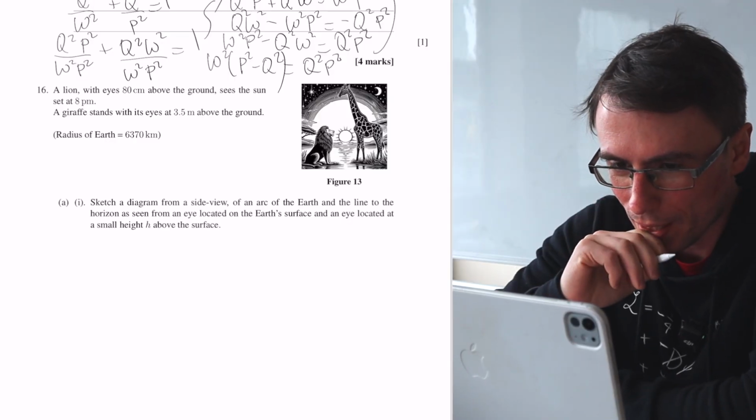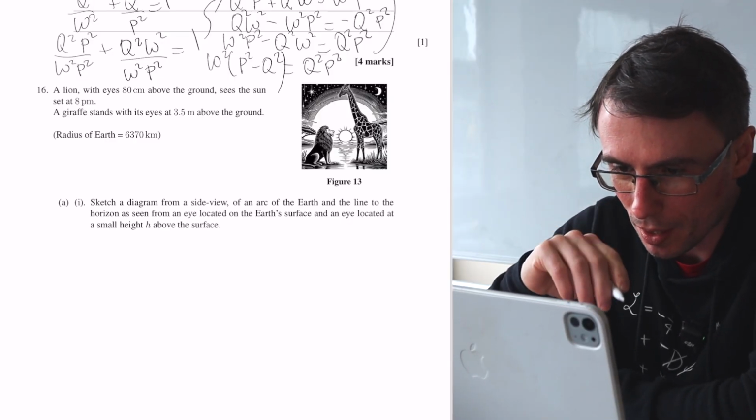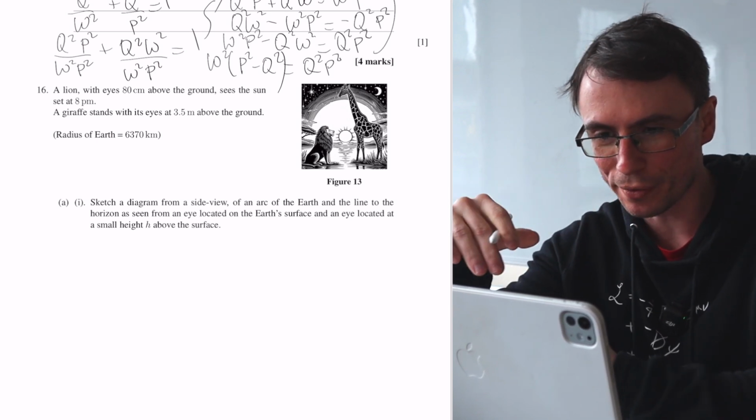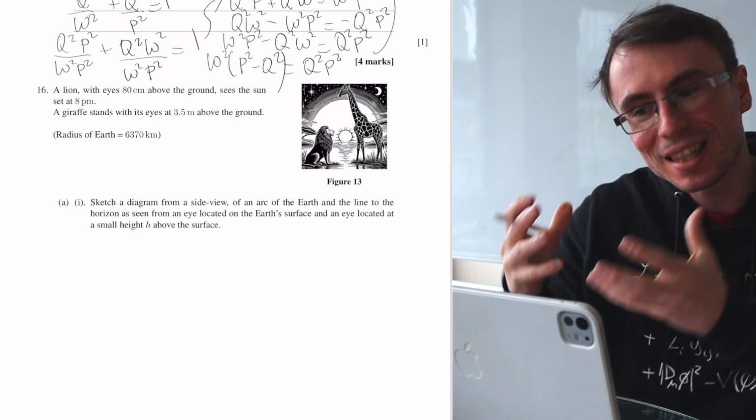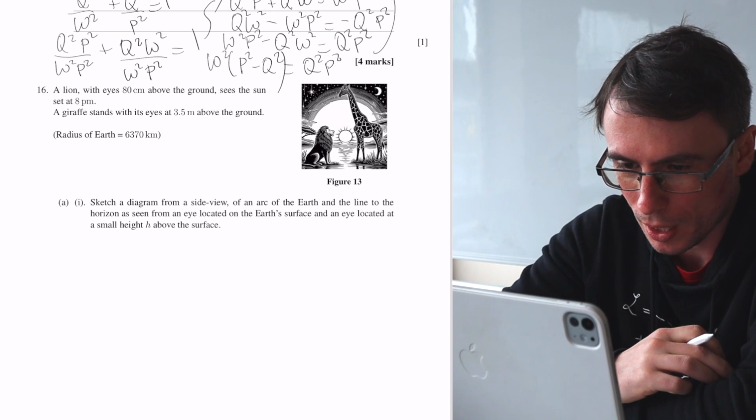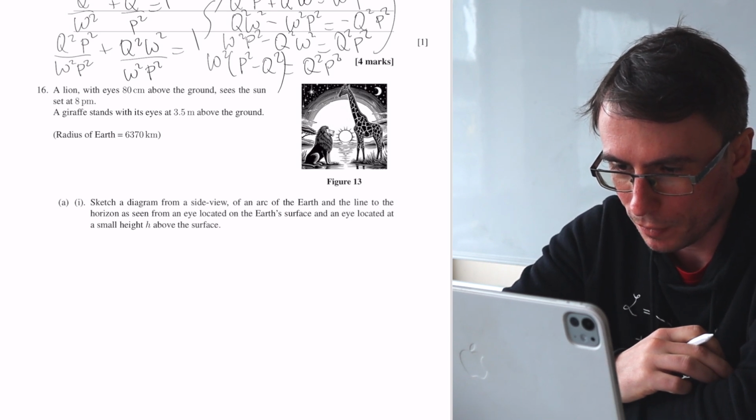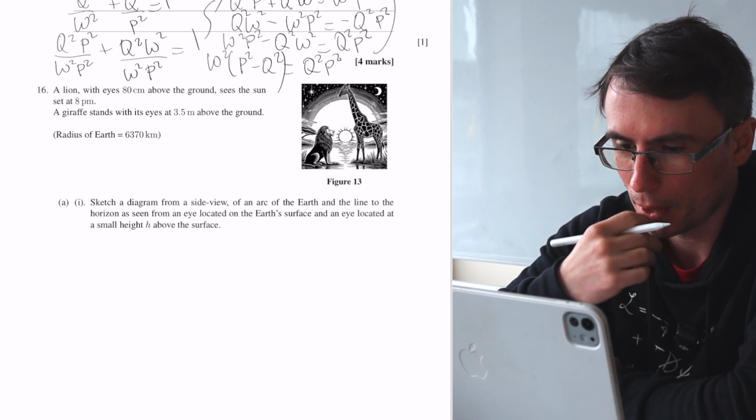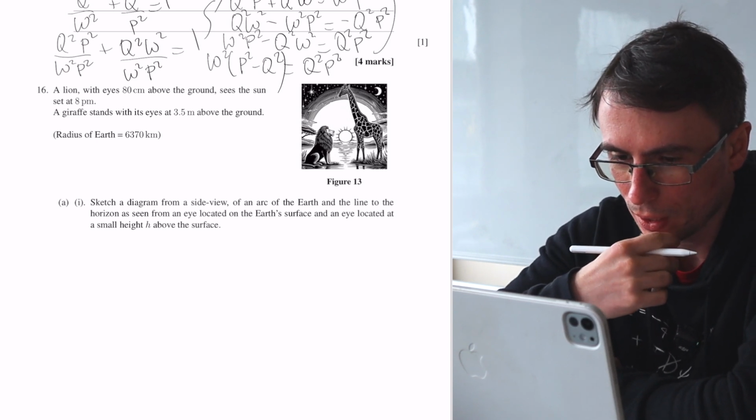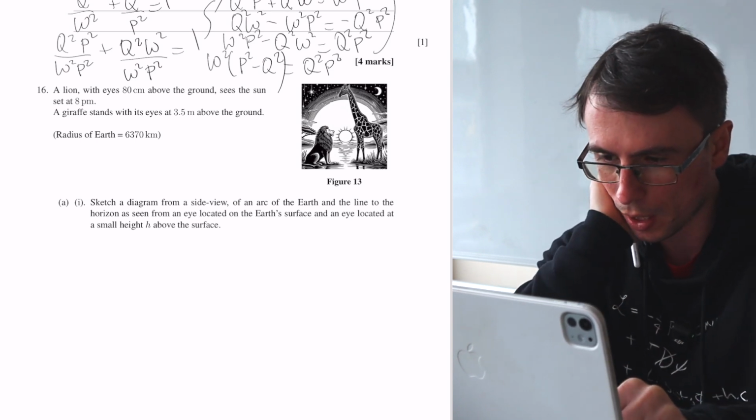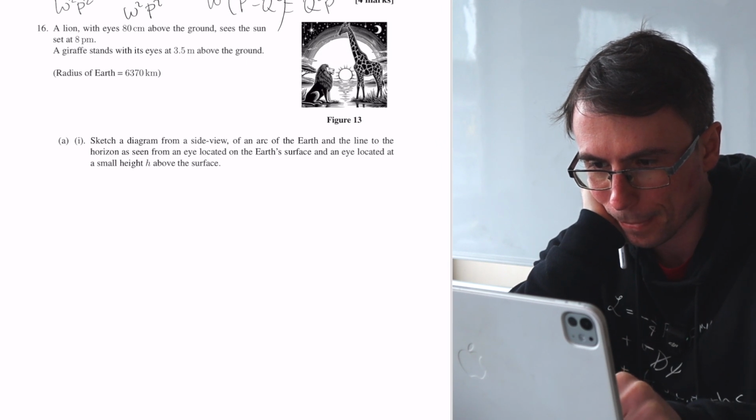Okay, this one here is really interesting. We've got a lion with eyes 80 centimeters above the ground, sees the sun set at 8 p.m. A giraffe stands with his eyes at 3 meters above the ground, and we've got the radius of the earth, and sketch a diagram with a side view of an arc. At the line of the horizon is seen from an eye located at the Earth's surface and an eye located at a small height h above it. And the line to the horizon is seen.